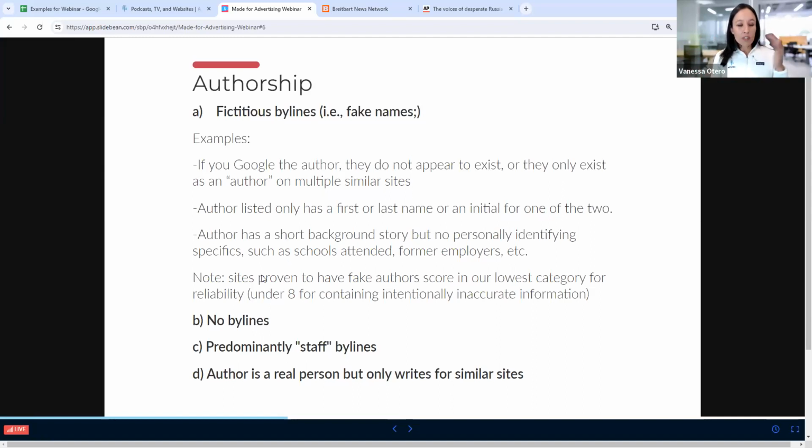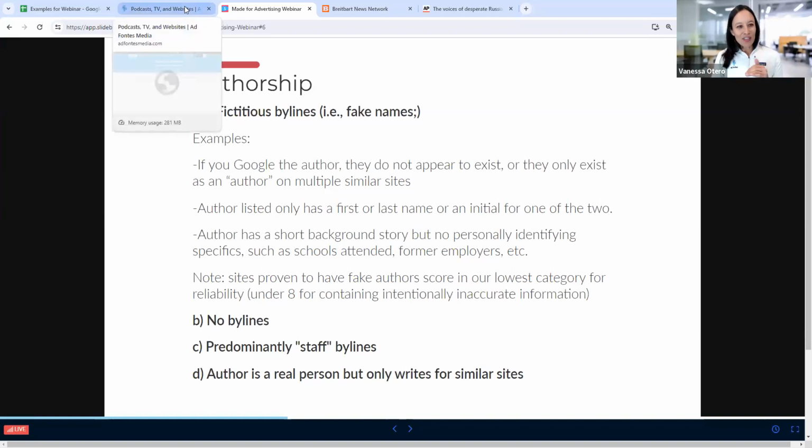And we will score sites that are proven to have fake authors in our lowest category for reliability. So it's MFA, but it's very, very low reliability for containing intentionally inaccurate information. It's misleading. It's saying that somebody wrote it and somebody didn't write it. Sometimes there's no bylines, or it's just staff bylines. But sometimes the author is a real person, but all they do is write MFA articles for the site.